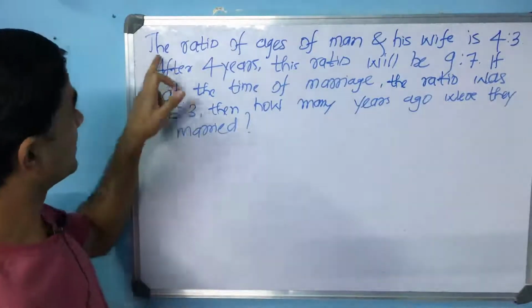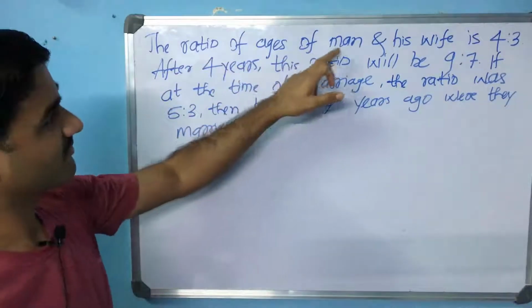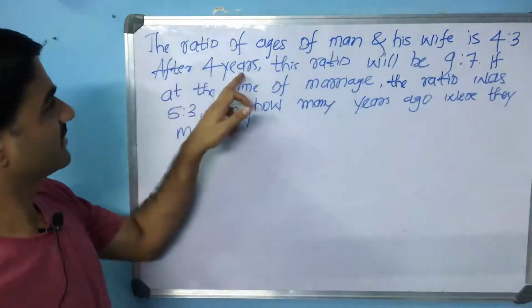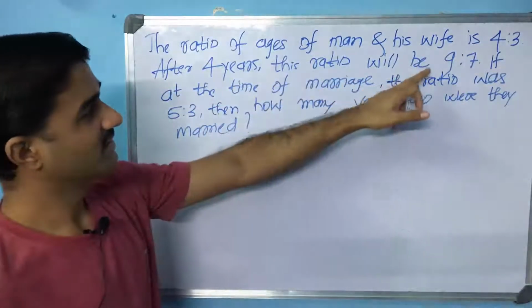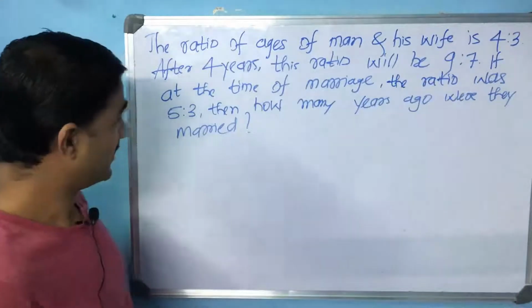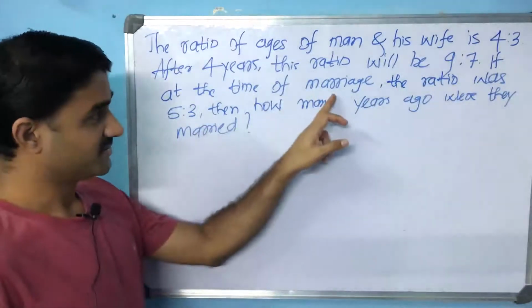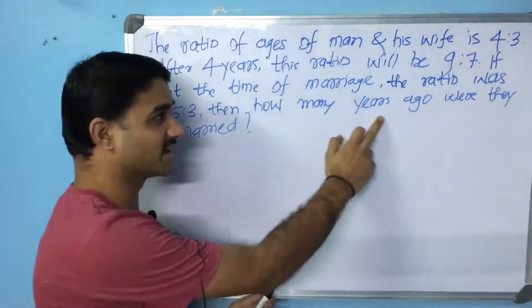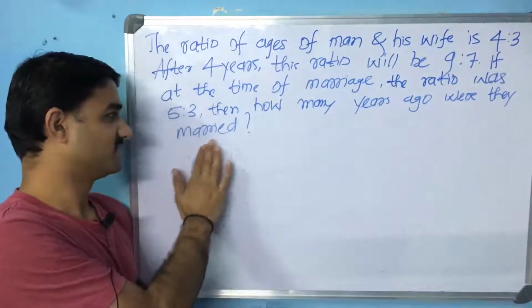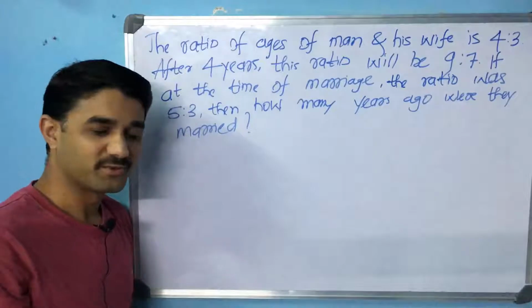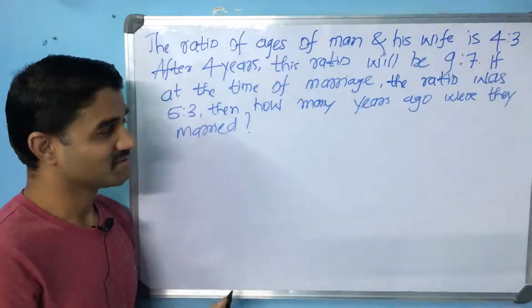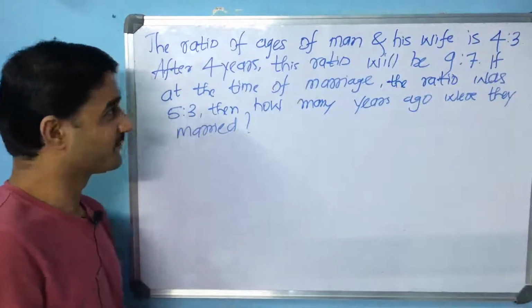I will read once. The ratio of ages of a man and his wife is 4:3. After 4 years, this ratio will be 9:7. If at the time of marriage the ratio was 5:3, then how many years ago were they married? Don't say how would we know. With the help of maths, you can know. So let's use our common sense.